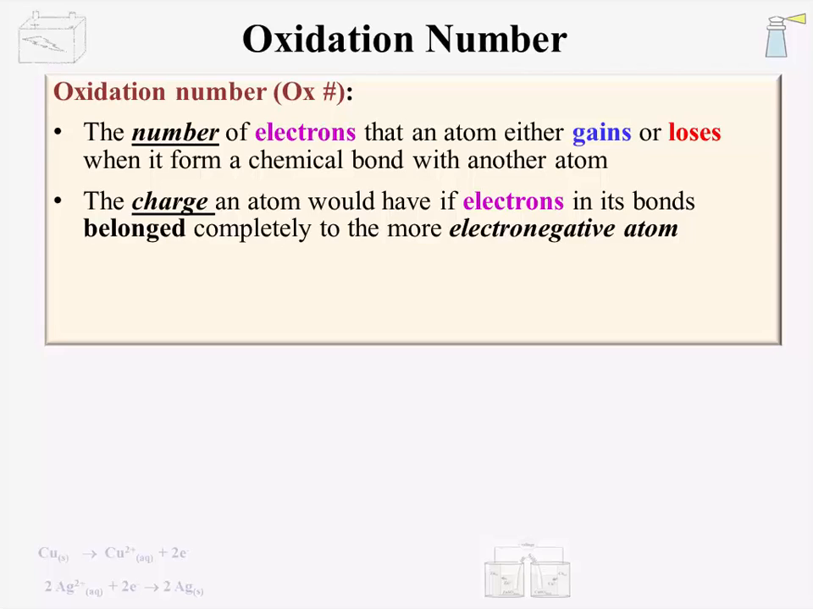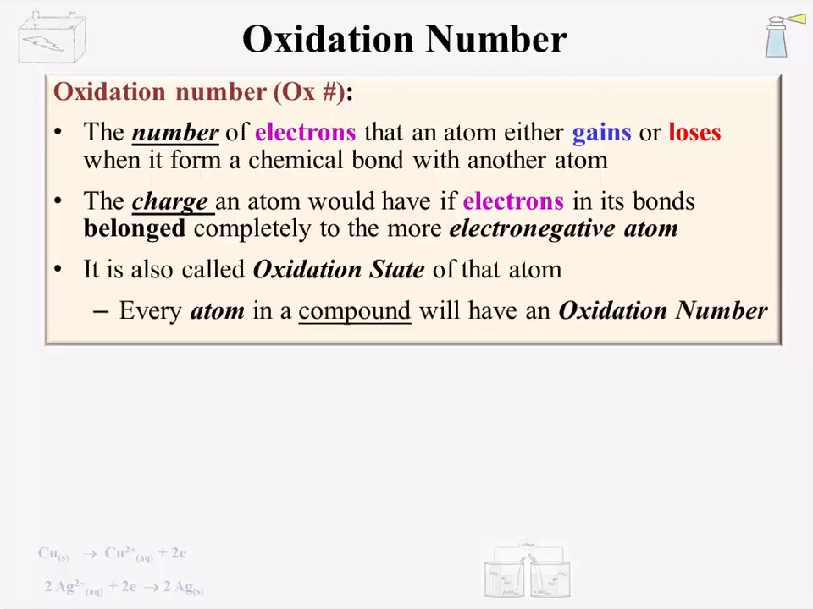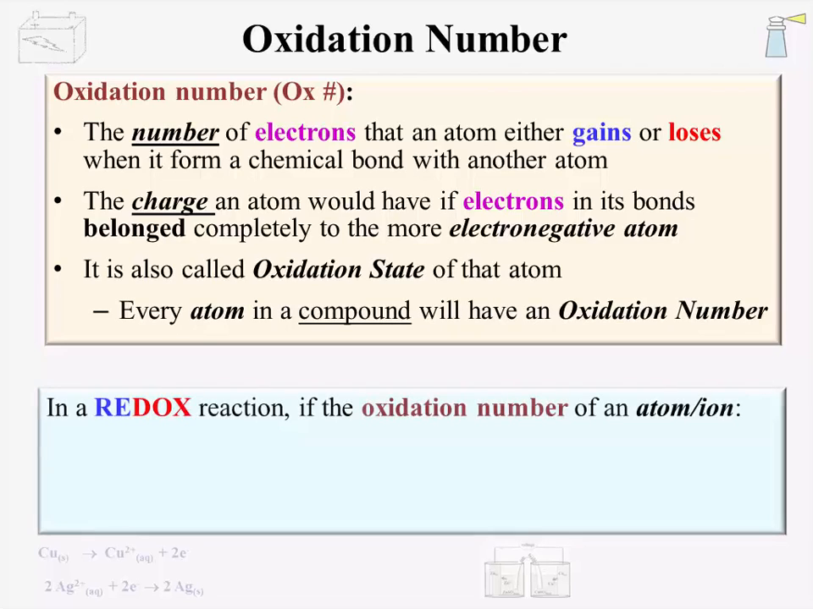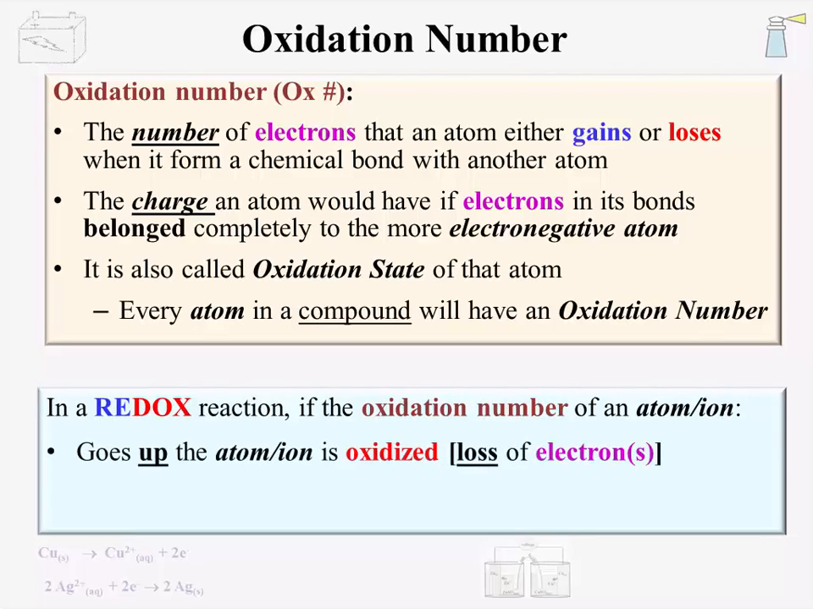As an application, it is very useful. The oxidation number is called the oxidation state of that atom, and every atom in a compound will have an oxidation number or oxidation state. That is where we need to go. In a redox reaction, in going from reactant to product, if the oxidation number of an atom or ion goes up, the atom or ion is oxidized.